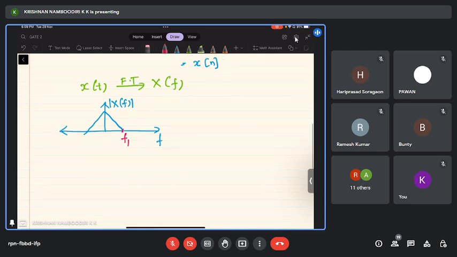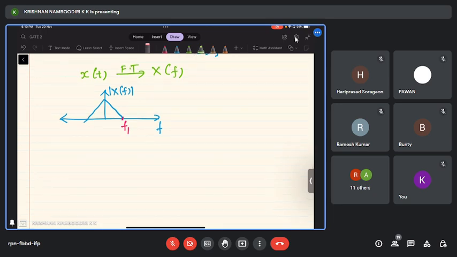Now, how will the frequency spectrum of the sampled signal look like? That is the question. If somebody knows, you can answer, otherwise I will explain myself. Or if you have any other questions, you can ask now. You can just unmute and ask, or type in the chat window, or raise your hand and ask.